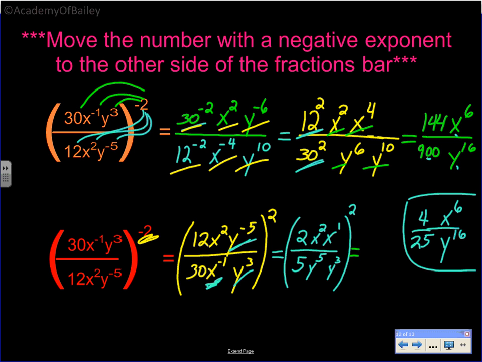And so from here, let's do some simplifying. We're going to have 2 over 5 still. And we have x squared times x to the first, x cubed. Y to the fifth, y to the third, they have the same base, so you add the exponents.